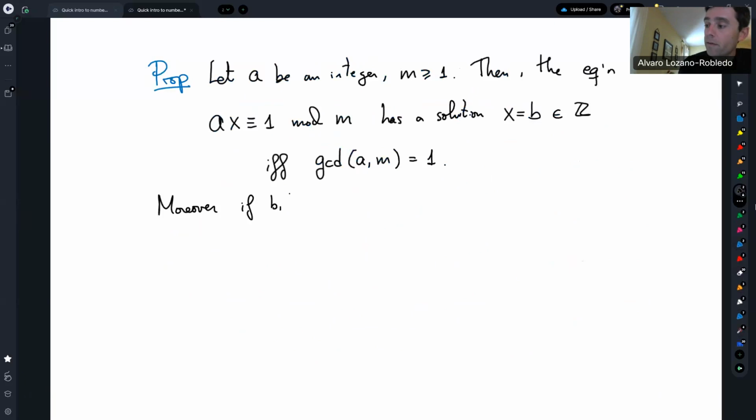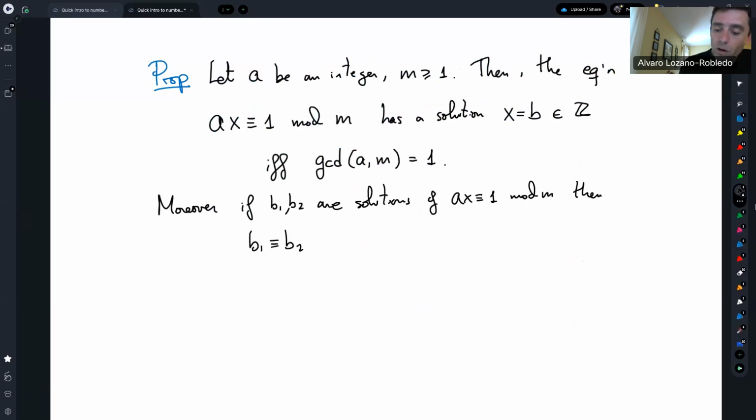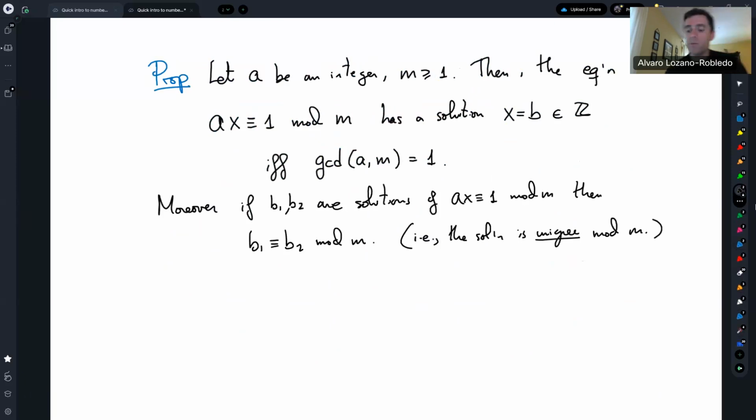And moreover, if b1 and b2 are solutions of ax congruent to 1 modulo m, then b1 is actually congruent to b2 modulo m. What this means is that the solution is unique modulo m, which is always a nice feature. Okay, so I'm going to stop here. This is just the basics of congruences. And then in the next video, I'm going to talk about congruence classes.